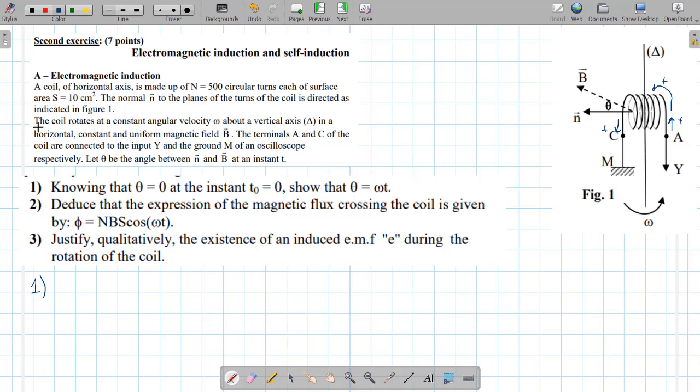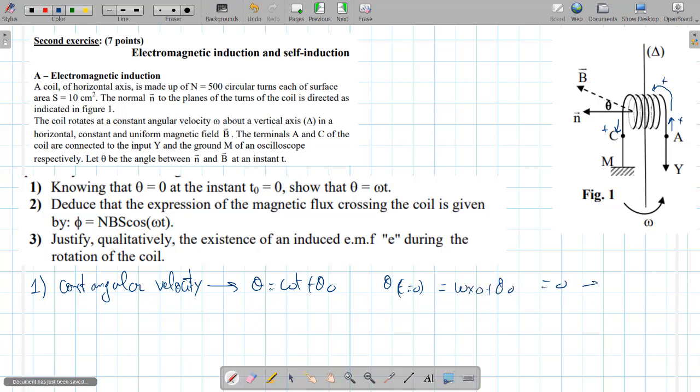هلا بما انه قال لي فوق the coil rotates at a constant angular velocity، فاذا constant angular velocity means انه theta equal omega T plus theta 0. but theta at T equal 0 عم بيقول لي given equal to 0, so omega times 0 plus theta 0 equal to 0. finally theta 0 equal to 0.